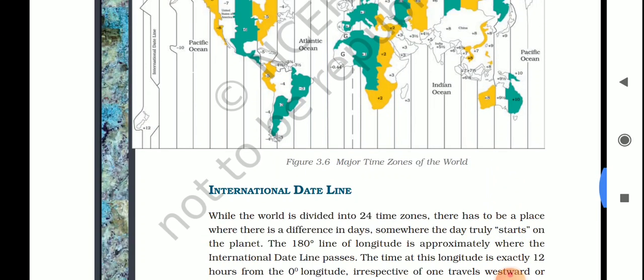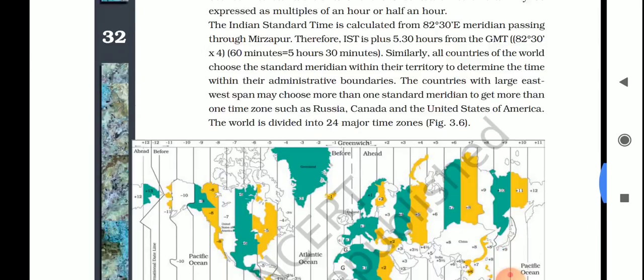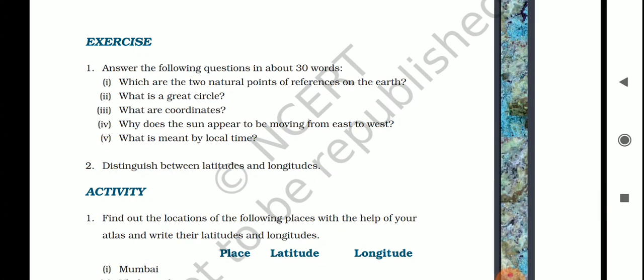Okay, so this was about this chapter, and the important points which you have to note down in the file work. So if we discuss some exercise questions, first question we have: which are the two natural points of reference on the earth? The answer is, the two natural points of reference on the earth are the North Pole and the South Pole, right?